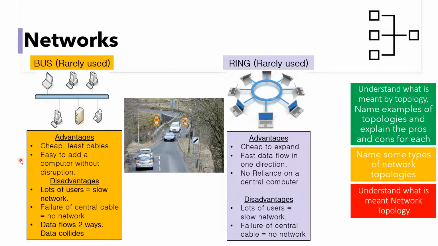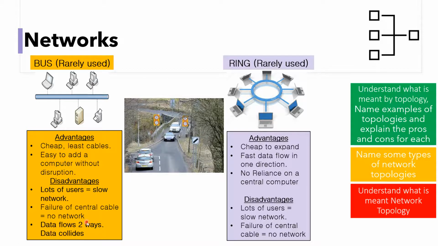Disadvantages are that if there are a lot of users, the network is slow, and if the cable fails or doesn't work, there's no network. If we look at this picture here, you'll see this cable. This little blue line represents a cable, by the way, and the data travels through this cable here. All the data travels through this one cable and connects all of these devices to the network. So you can imagine if this cable breaks, all of these computers don't have network access.